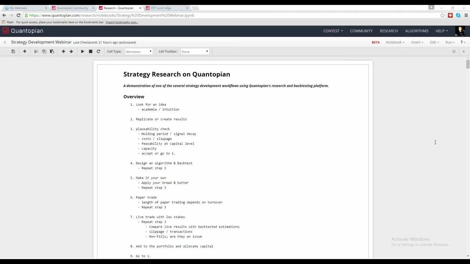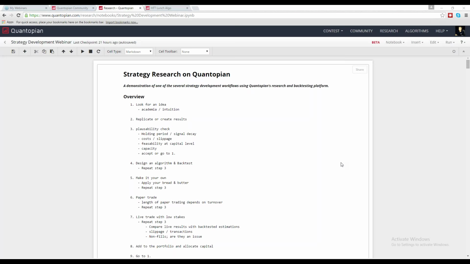about developing strategies on the platform, and then more specifically about the integration of the research environment and the things that that brings to the table that couldn't be done before. Because in my opinion, the research environment is really where the power of Quantopian's entire infrastructure lies.